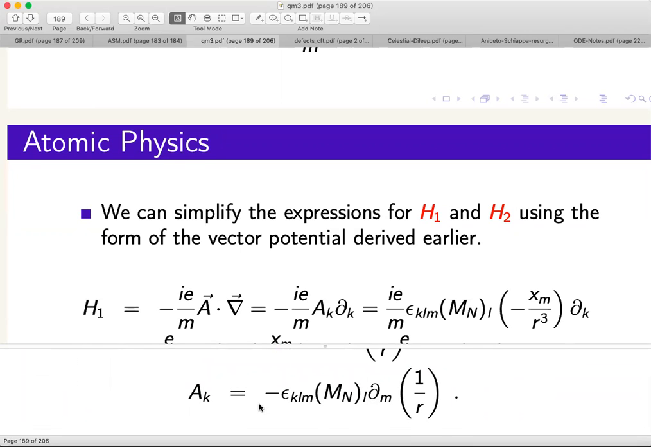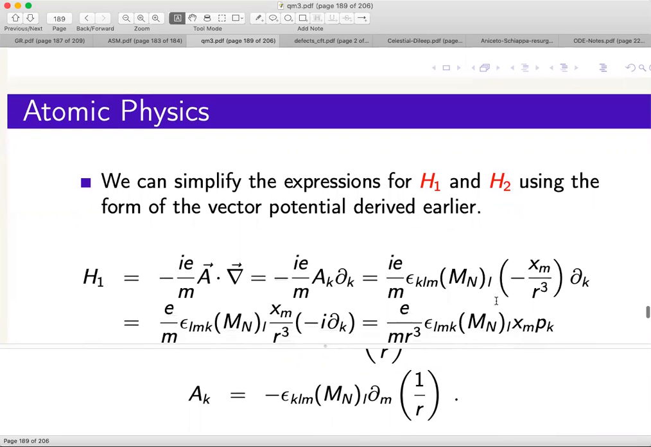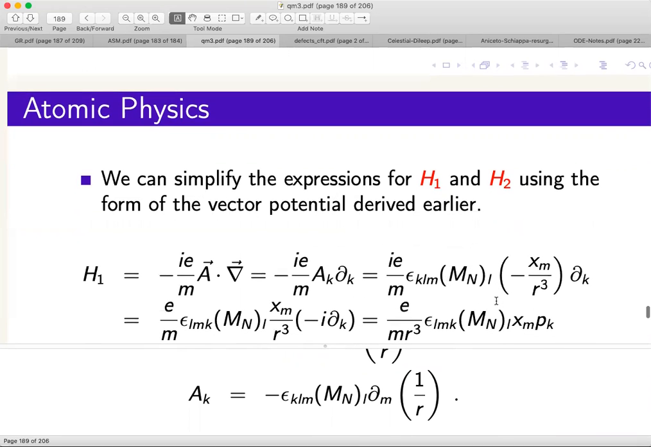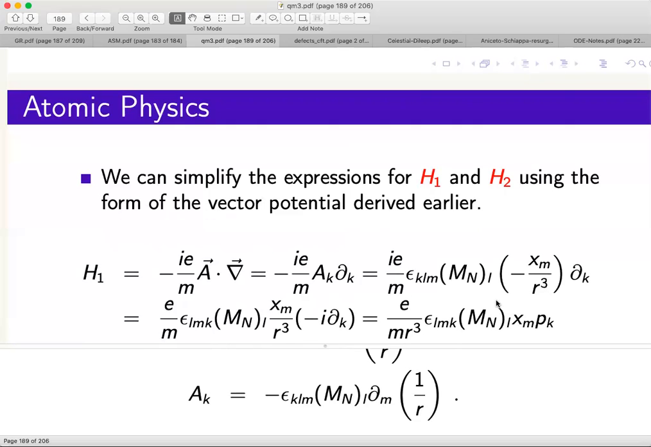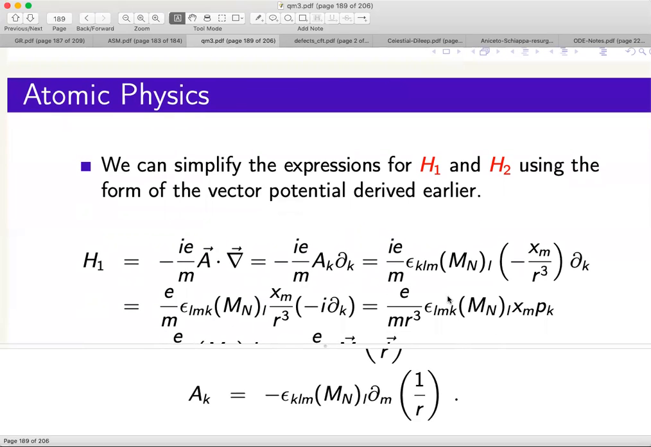Yeah, here. So we just substitute this one. This minus sign, of course, takes care of that minus sign. Epsilon_klm m_n, del_m acting on this quantity. So del_m acting on 1 over R gives you this expression, and partial_k is sitting on the right. Is that fine? So we'll just manipulate this expression again.